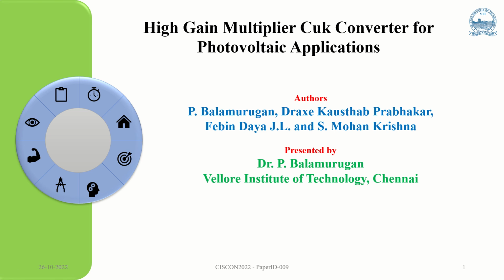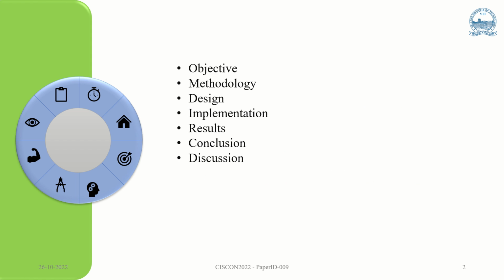A very good morning, and my presentation is on high gain multiplier converter for photovoltaic applications. The paper is authored by myself, P. Balamurugan, and Kaustav Prabhakar, Febindaya, and Mohan Krishna. The outline of the presentation are the objective, methodology, design, the implementation, results, conclusion, followed by the discussions.